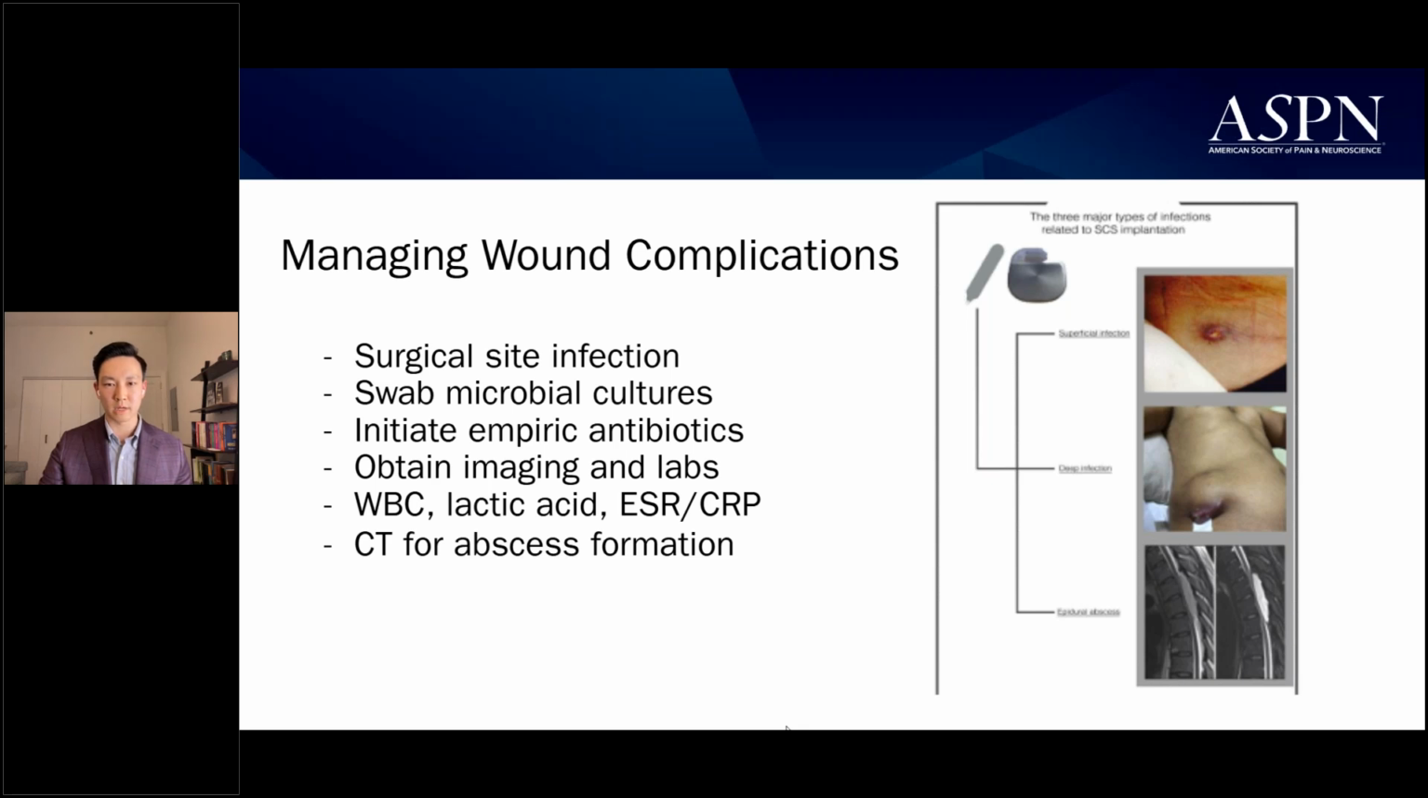The 3 most common types of infections following SCS implantation are superficial wound infections, such as suture seromas, deep infections, most commonly of the IPG pocket, and epidural space infections. Now, when a surgical site infection is suspected, patients should obtain blood work, specifically a white blood count, ESR, and a CRP. Depending on a patient's presentation, it can also be reasonable to obtain wound cultures and additional imaging.